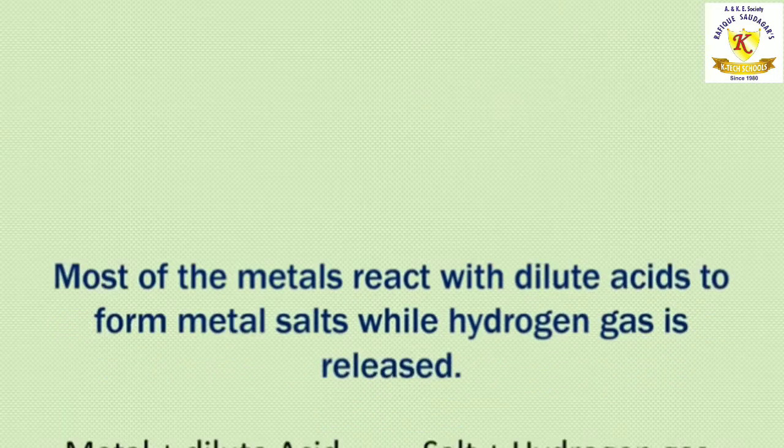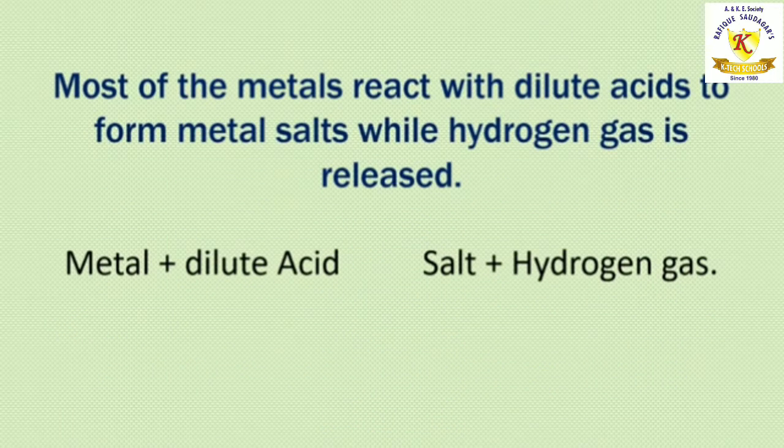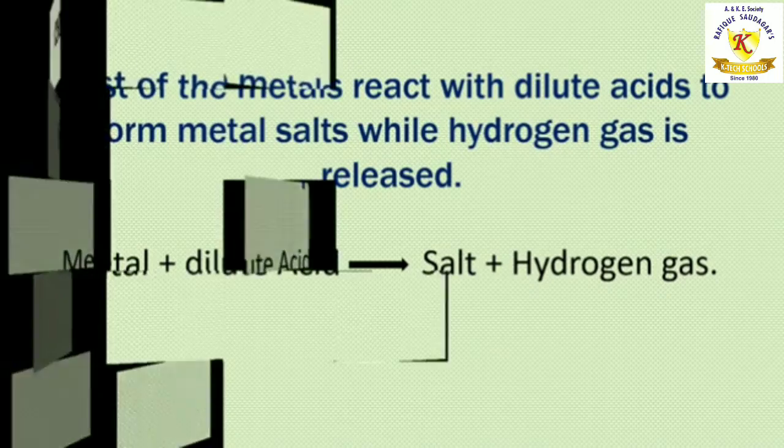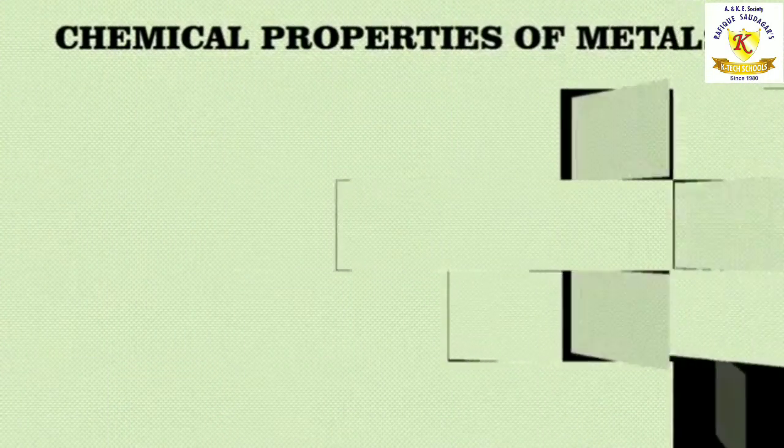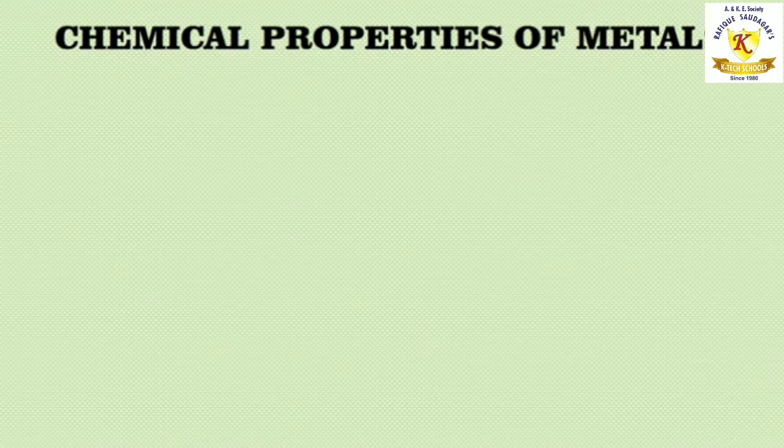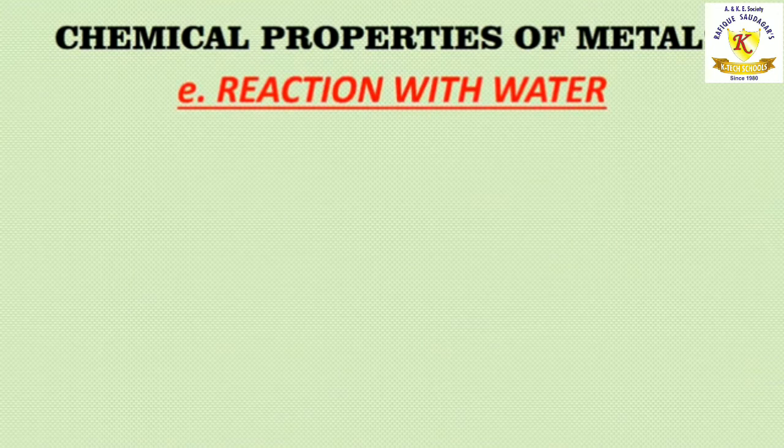Now, most of the metals react with dilute acids to form metal salts while hydrogen gas is released. So, metals plus dilute acid gives salt plus hydrogen gas. This must have been understood with the help of the experiment which we have just done. The next chemical property is reaction with water.